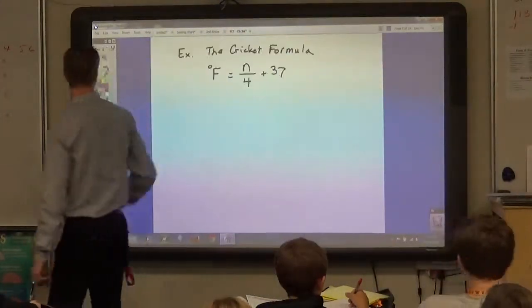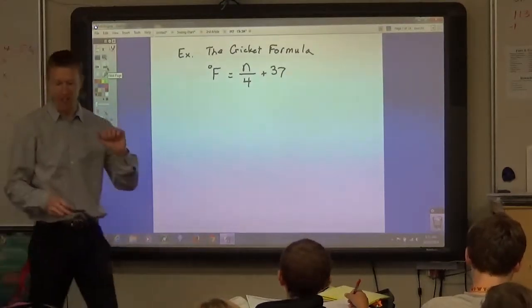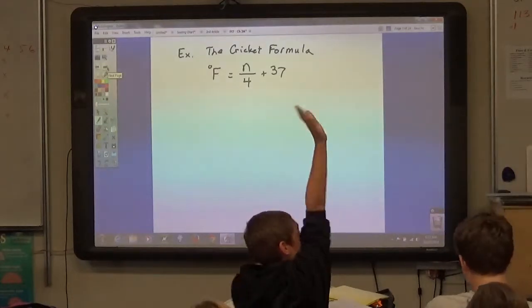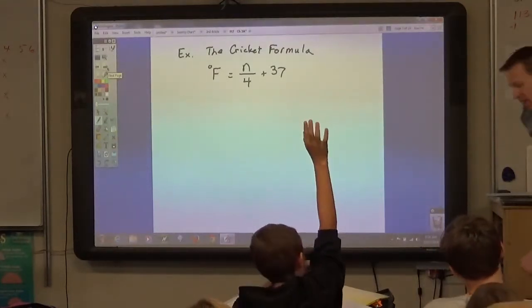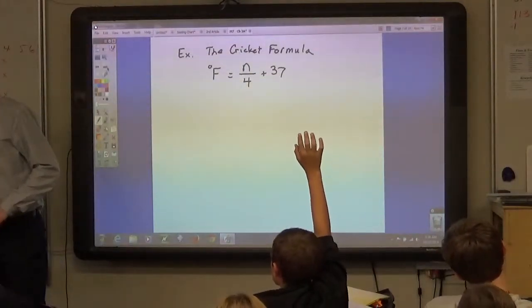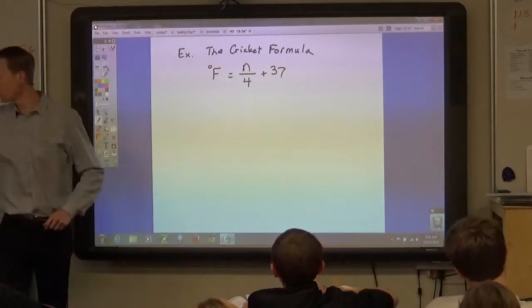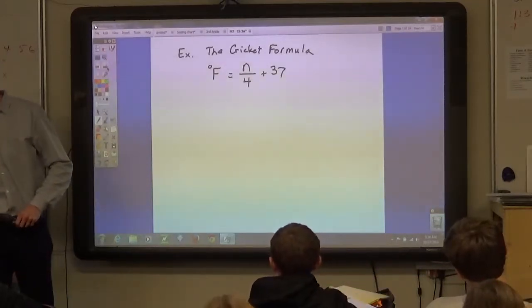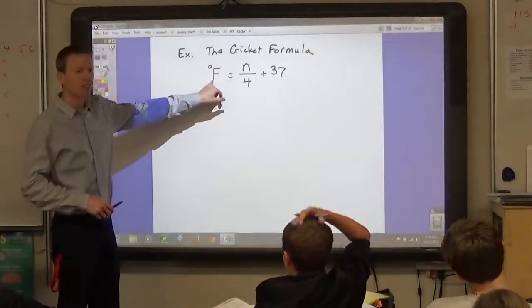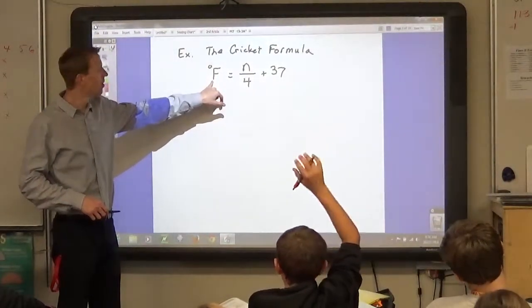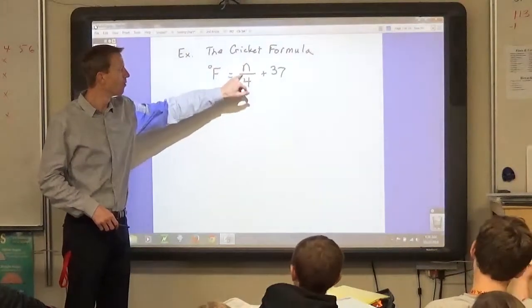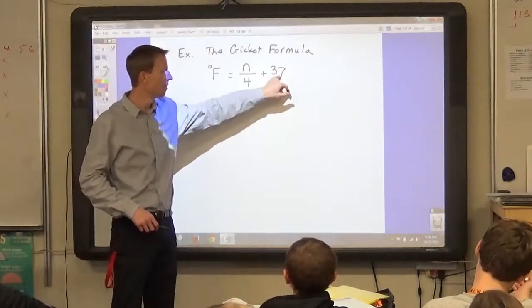Let's go on to another formula. I like to call this one the cricket formula. Did you know that crickets can tell you what the temperature is outside? Take a look at this example in your book. It says you can estimate the temperature outside using the chirps of a cricket, using this formula. The Fahrenheit temperature is equal to N over 4 plus 37.